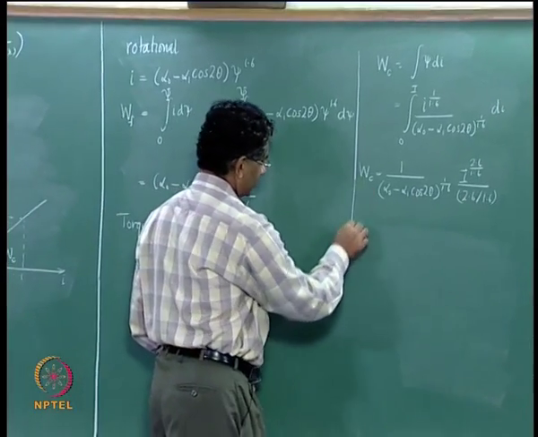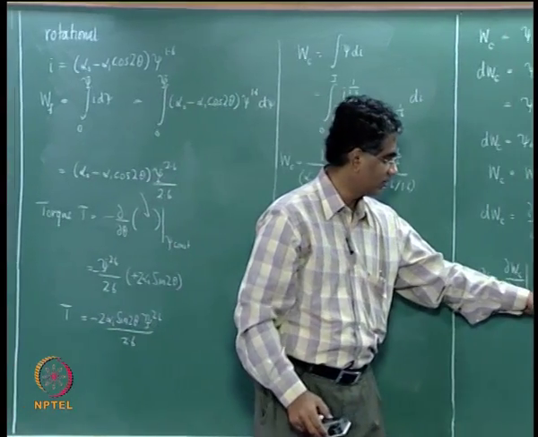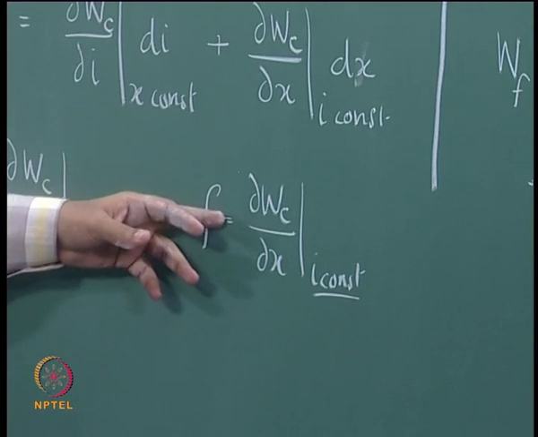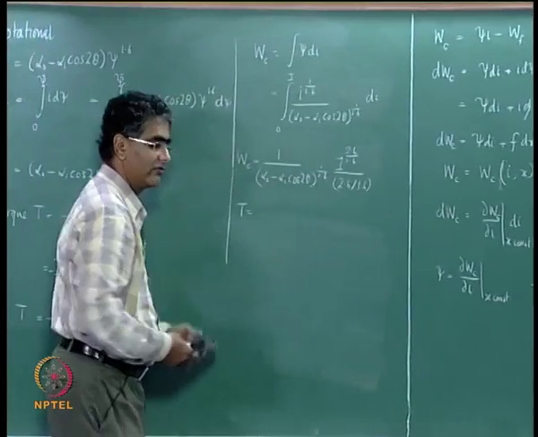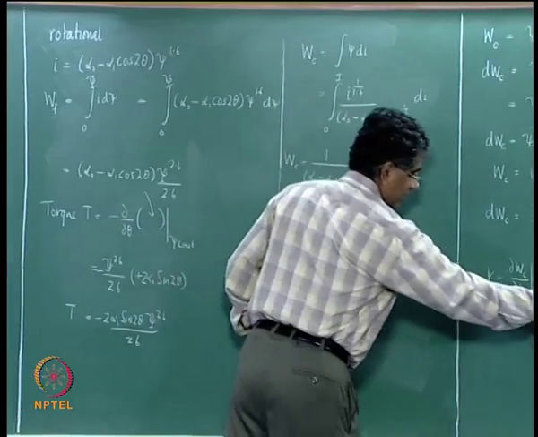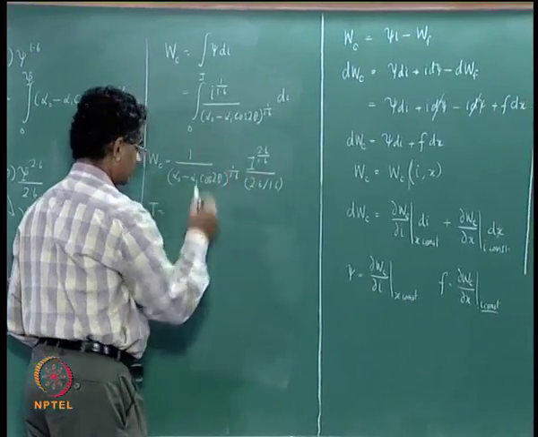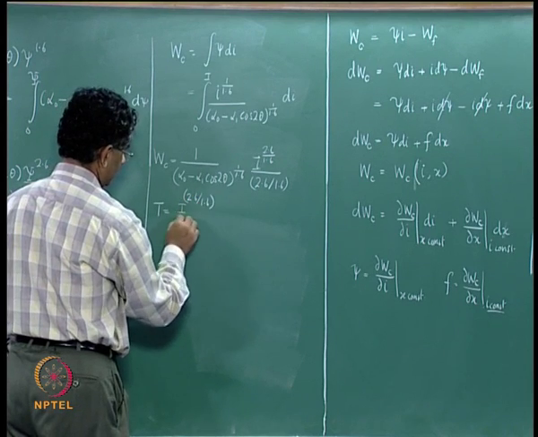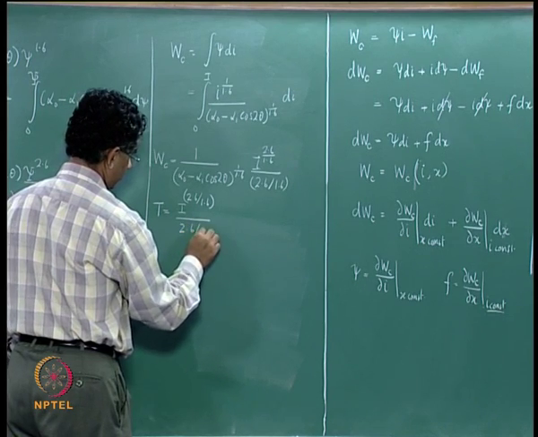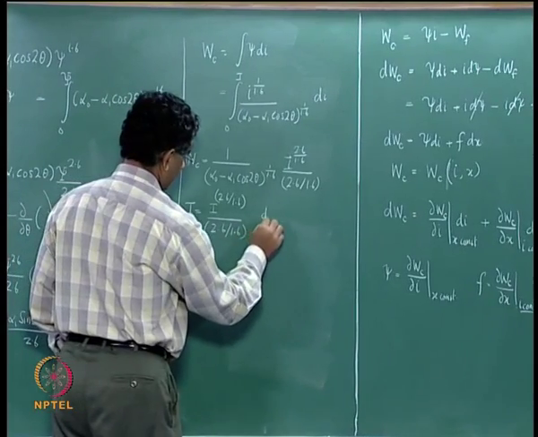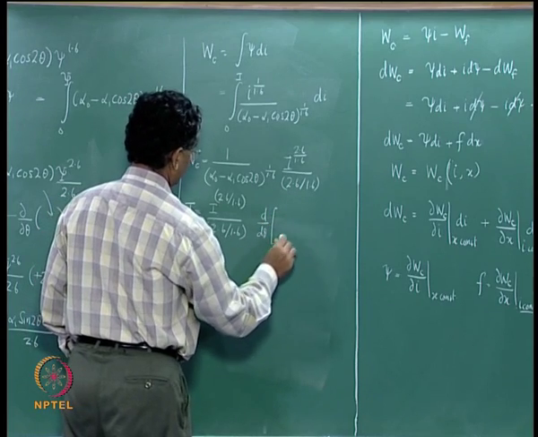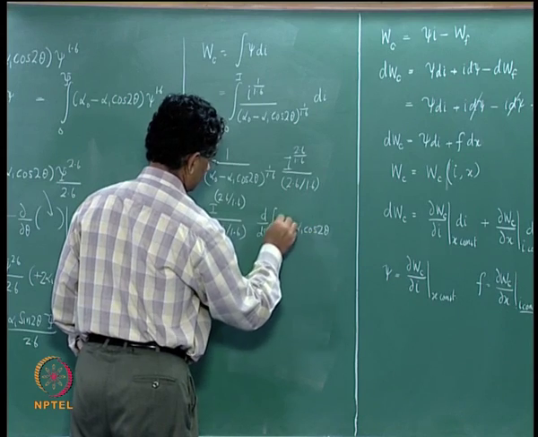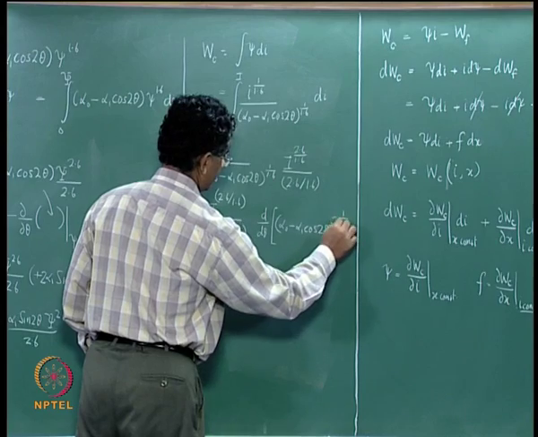And in order to derive the expression for the torque, we see that the torque is given by dou WC by dou theta. This is an expression for the force for a linear system. For a rotational system, it would be dou WC by dou theta. And so you need to differentiate this expression with respect to the angle, keeping I constant, which means this term is kept constant. So the torque is then I to the power of 2.6 by 1.6 divided by 2.6 by 1.6, multiplied by d by d theta of alpha naught minus alpha 1 cos 2 theta to the power of minus 1 by 1.6.